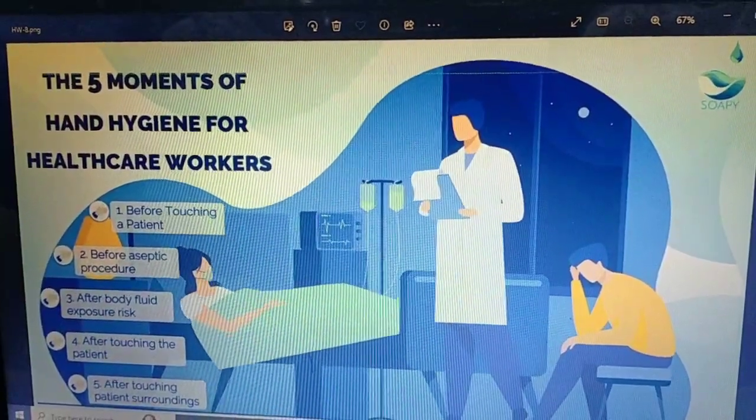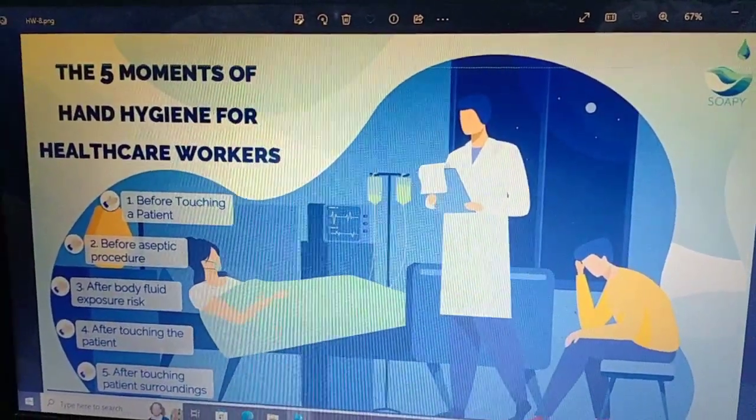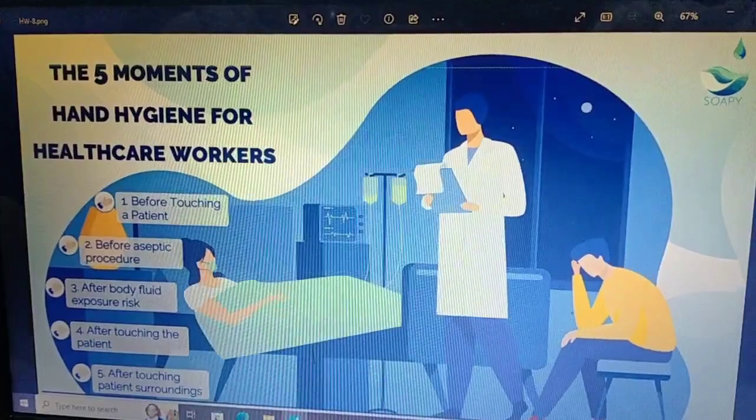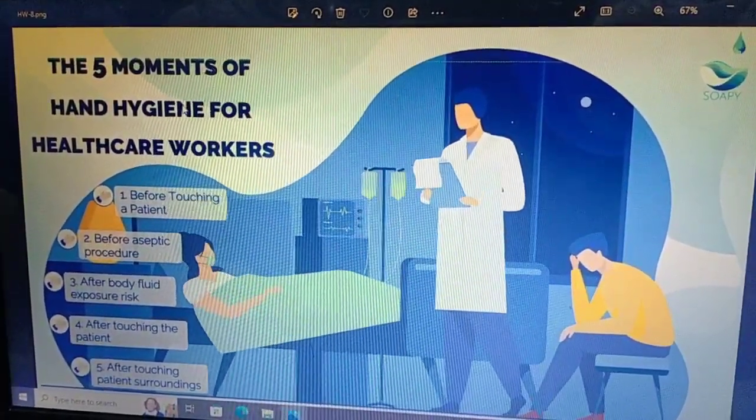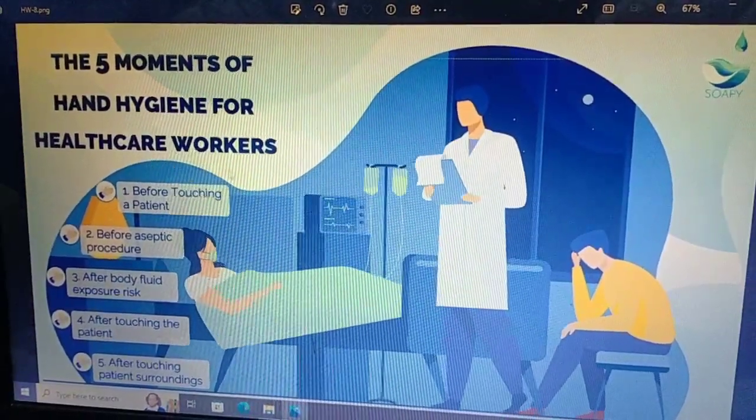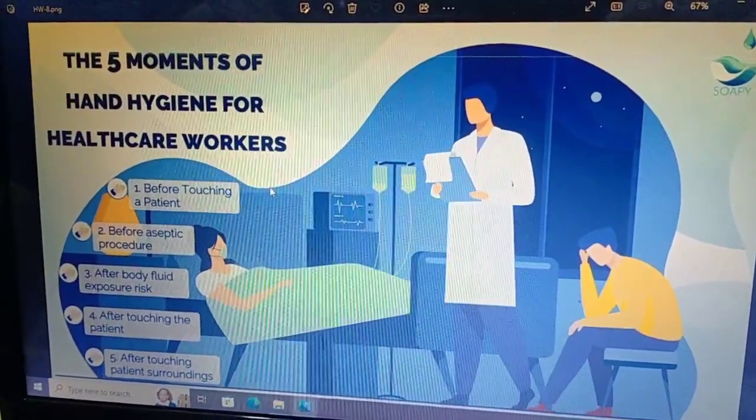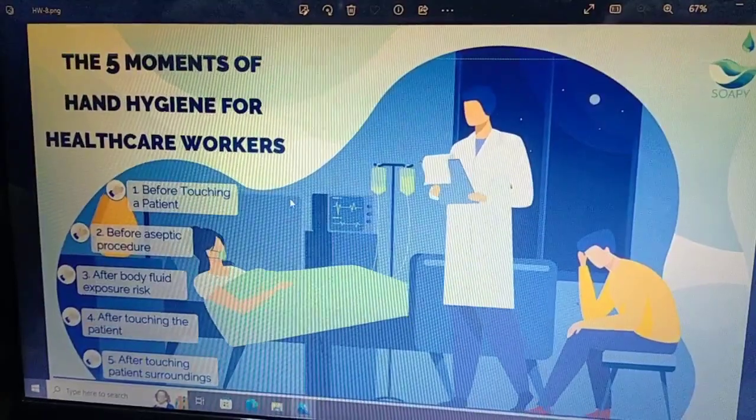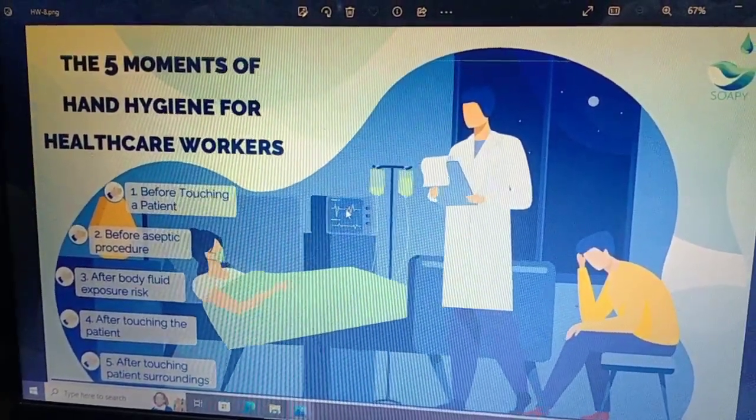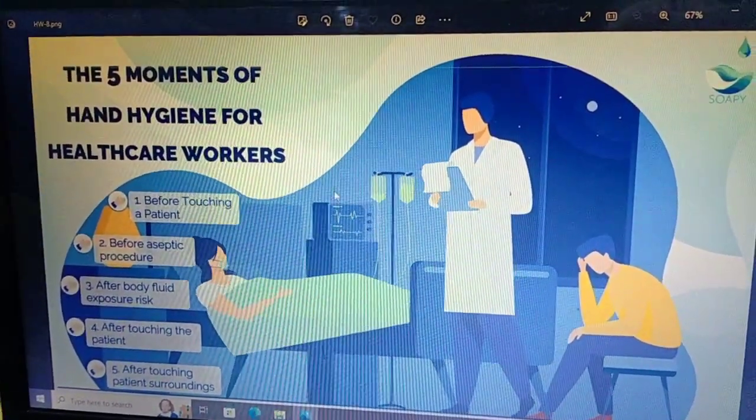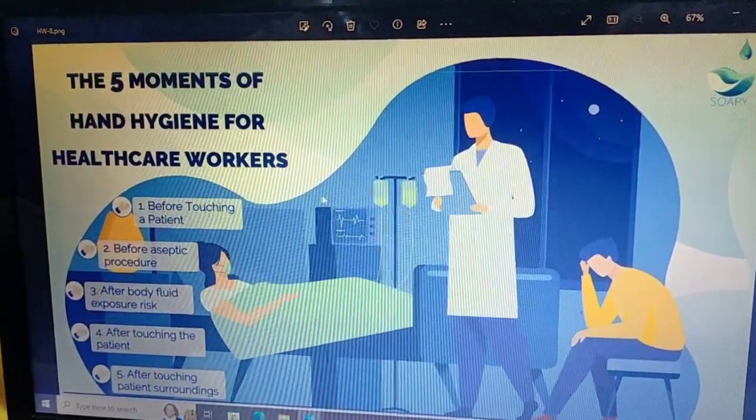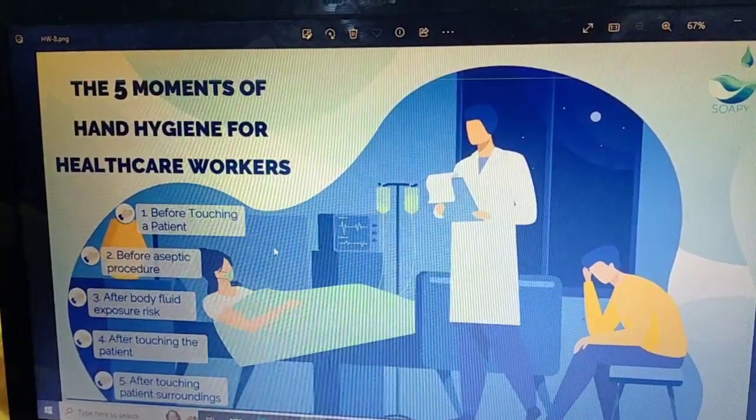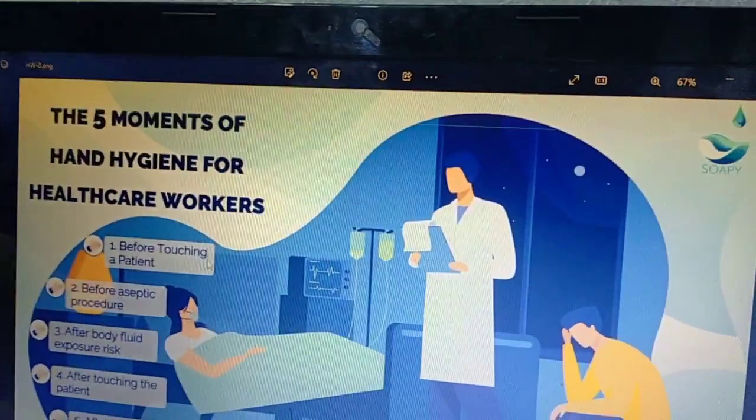Now next, coming to the 5 movements of hand hygiene for healthcare workers. WHO, World Health Organization, in 2009 introduced 5 movements of hand hygiene for healthcare workers in an attempt to prevent the transmission of infection or to reduce the burden of healthcare associated infection. So what are the 5 movements where a healthcare worker has to perform hand hygiene?